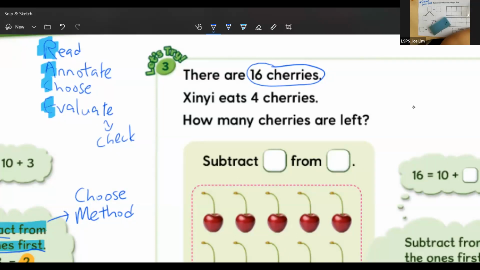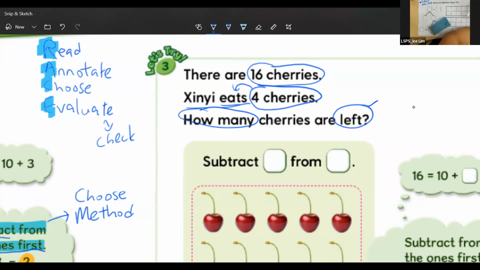Let's look at this question first. There are 16 cherries. Let's read together. There are 16 cherries. Xingyi eats 4 cherries. What happened to the 4 cherries? Somebody ate up the cherries. Now, how many left? That's the question.